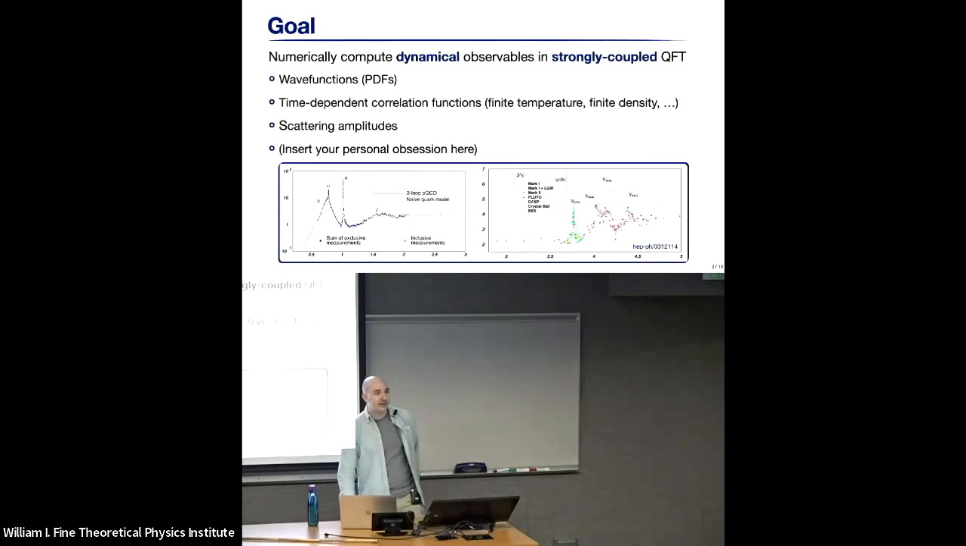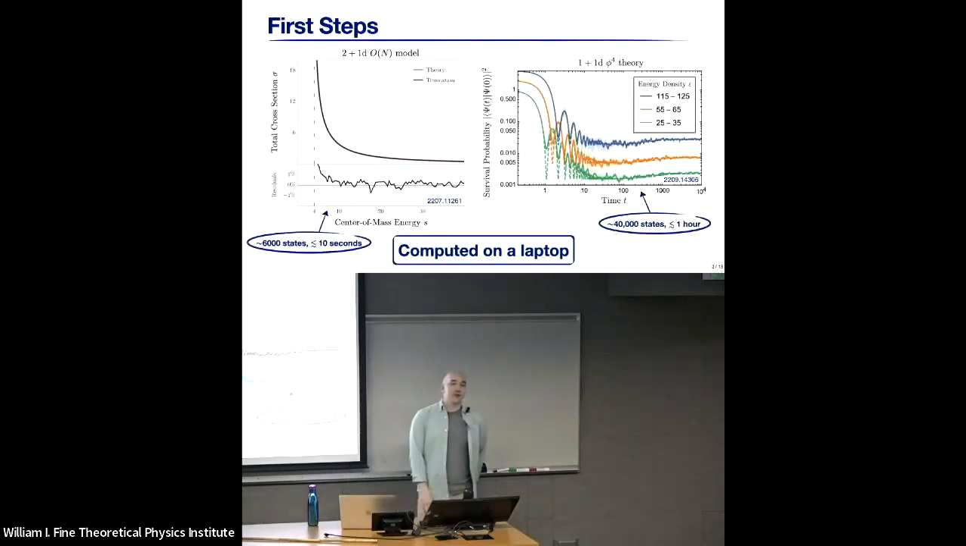So I think that this goal is very complementary to the lattice. The observables that we're naturally able to target are precisely those where the lattice has difficulty, and vice versa. So this is viewed as a very nice complement, another tool in our arsenal. We're very clearly not there yet, but I think we've made some very exciting, very concrete first steps.